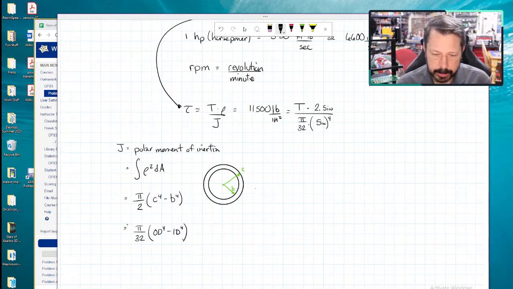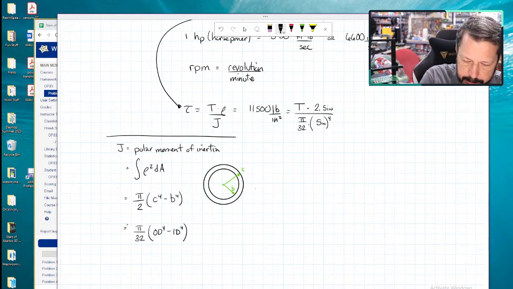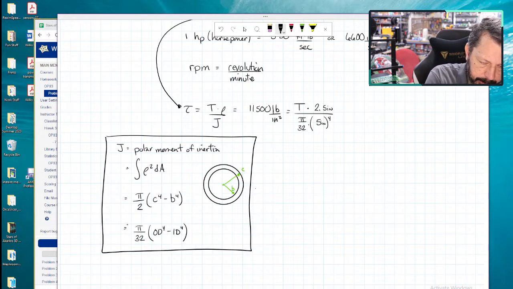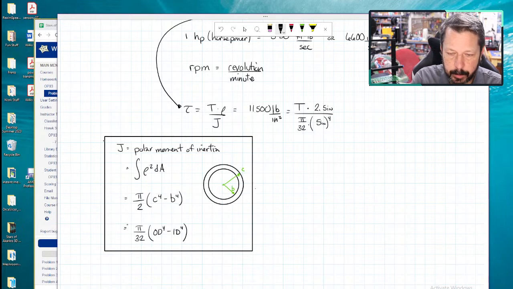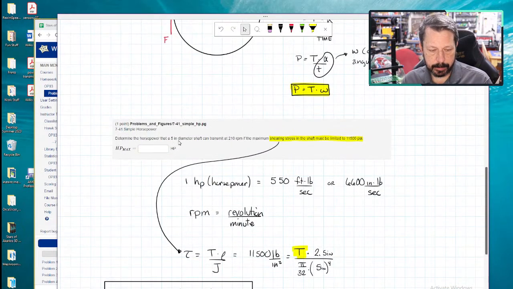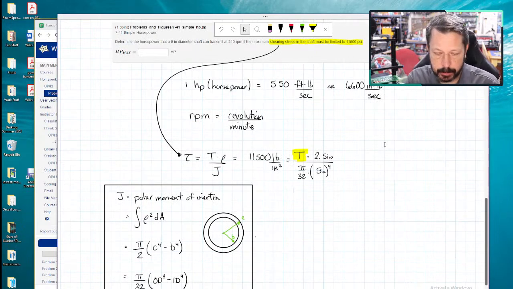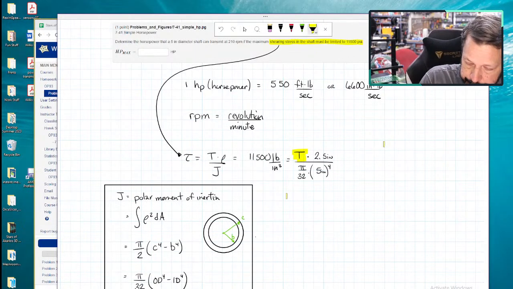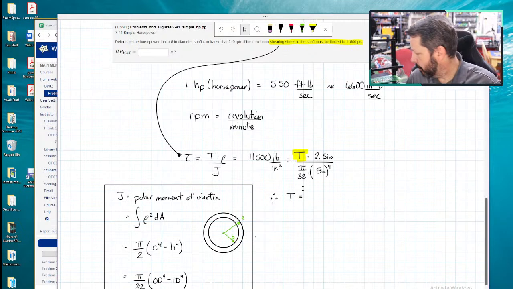All right, so all of this is just an aside on how to deal with the polar moment of inertia. We only have one unknown in that equation, and it's T. So we can solve for the maximum amount of torque that this shaft is going to be able to deal with, because that's what we're trying to solve. Determine the maximum horsepower that this 5-inch shaft spinning at 210 RPM is going to be able to deal with if we have a limit on the shear stress. So this equation will tell us the limit on the torque it can deal with. Therefore, torque equals, I need my calculator.